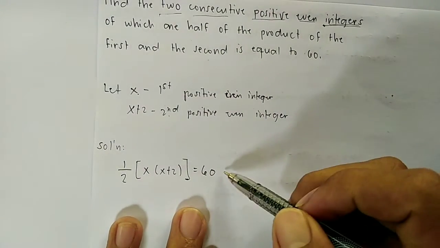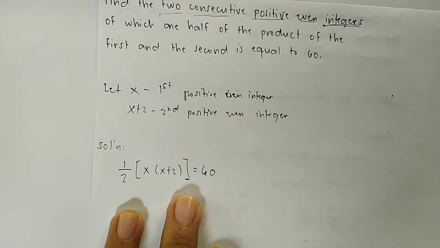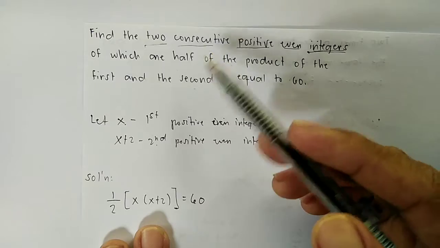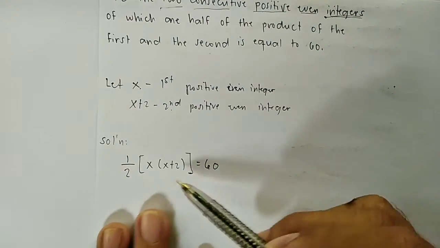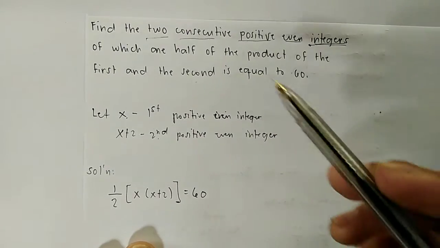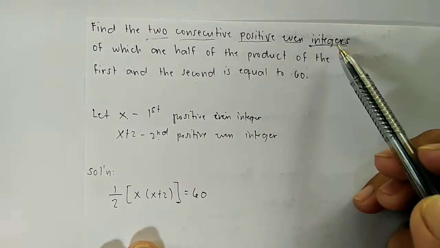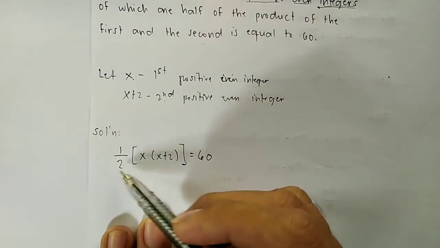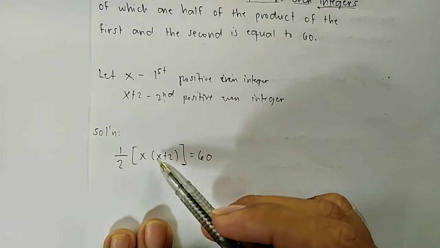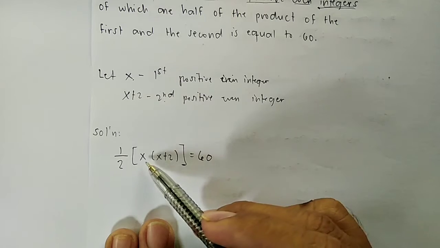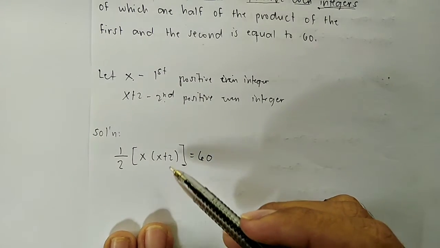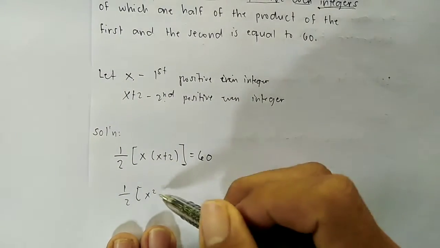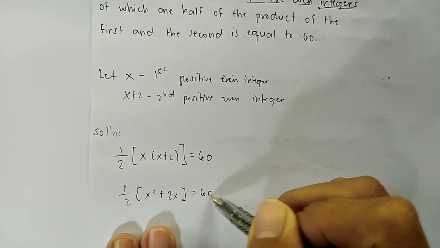Now we have here the expression or the equation, which is this one. This is being formulated based on the statement provided from the problem. So our purpose here is to find the two consecutive positive even integers. So we have to find the value of x here to find the first even integer. So we have to simplify this one further. Notice that the product of x times x plus 2 will be x squared plus 2x is equals to 60.